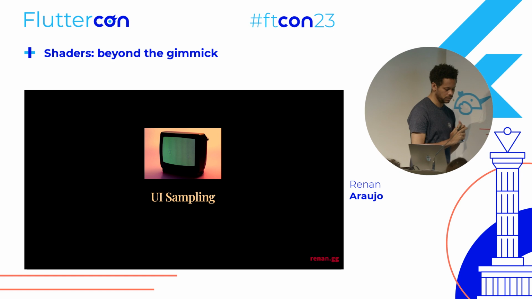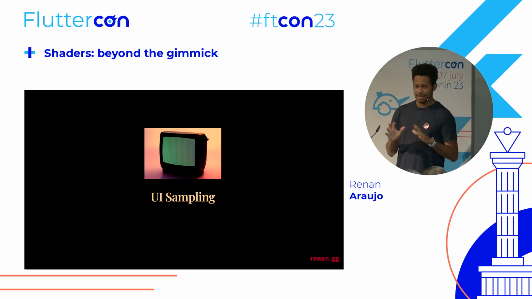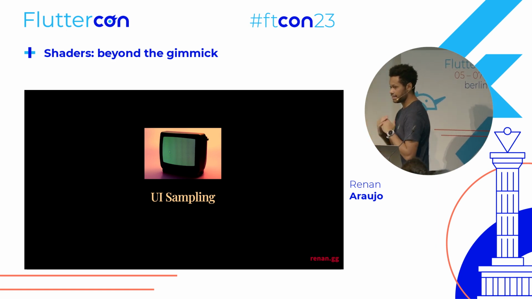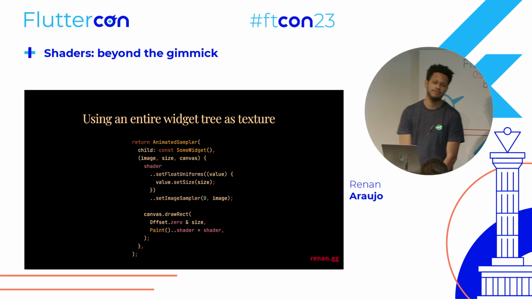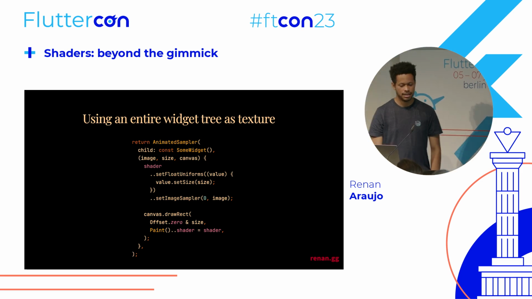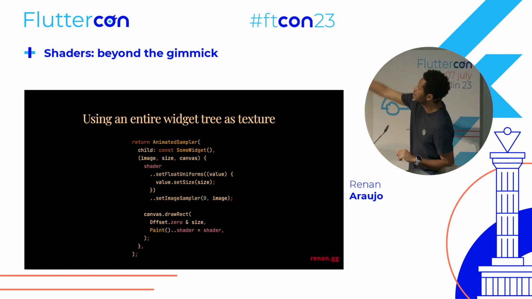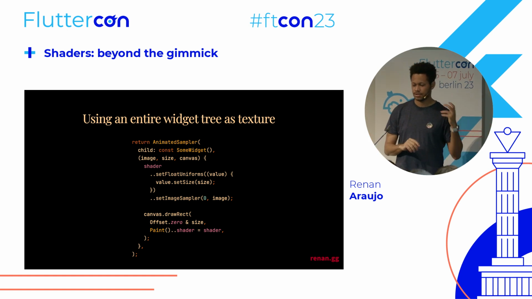But we don't need an image that's saved as a file. We can actually use the user interface of a Flutter application as input for a shader. For that, we use, again, the Flutter shader package, which has this amazing widget that does this. Let me explain. We have some widget as a child, and we will render this thing. This is what the animated sampler does.